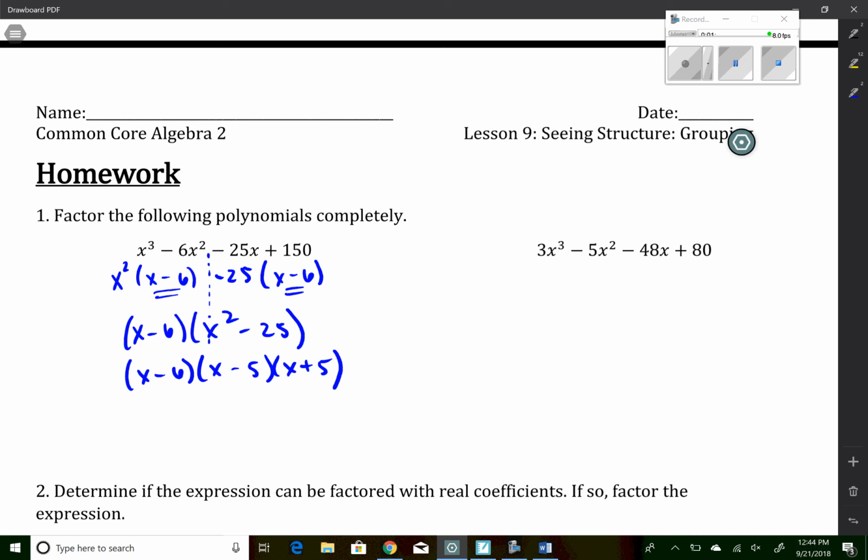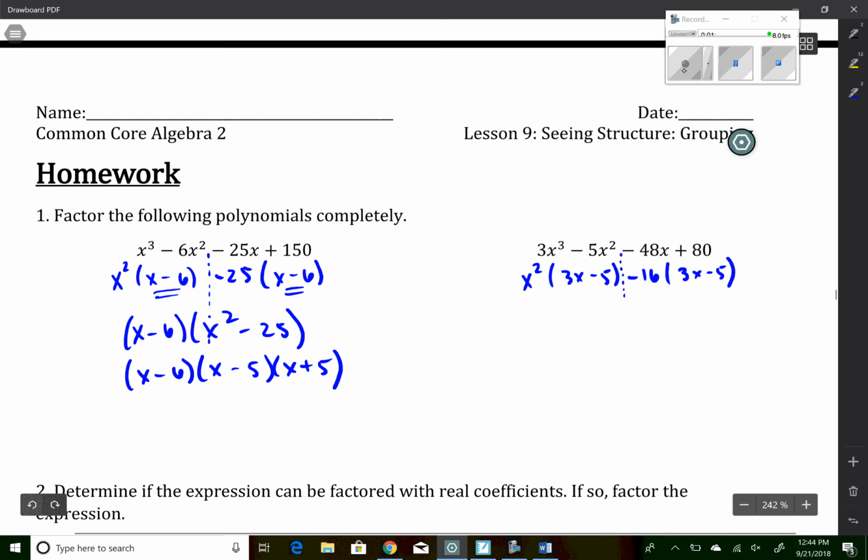For the next one, we have 3x cubed minus 5x squared. GCF is x squared, so I'm left with 3x minus 5. For the next one, GCF is negative 16. I want to take out the negative so that my signs match up. Factor 3x minus 5, x squared minus 16. Can I still factor? Yes. The x squared minus 16 can factor to x plus 4, x minus 4.